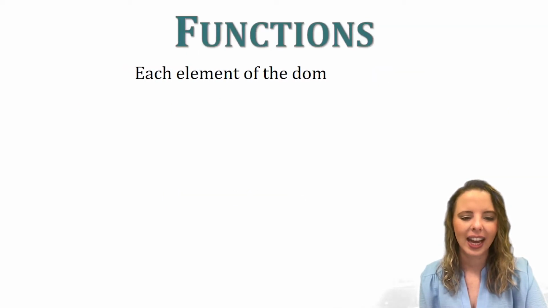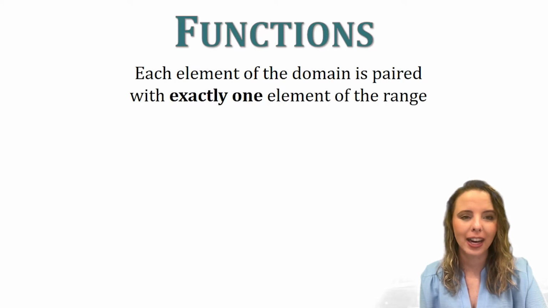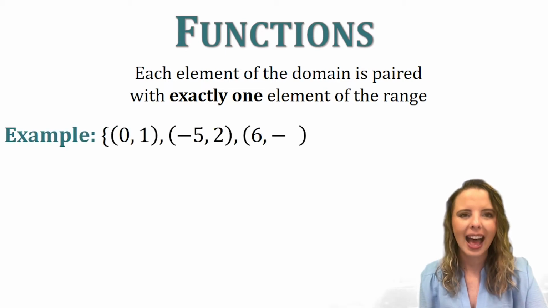Functions. Each element in the domain is paired with exactly one element of a range. Relations can be functions, but not all relations are functions. So all functions are relations, but not all relations are functions. So we use this test to determine if a relation is indeed a function. So what does it mean that domain is paired with exactly one element of the range? That means that our x's are not going to repeat.